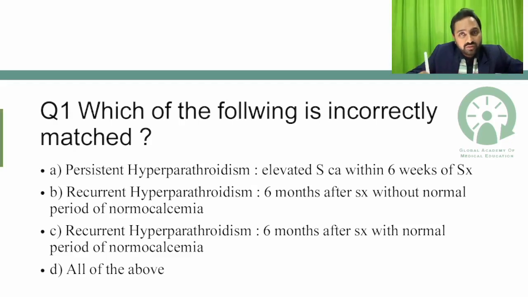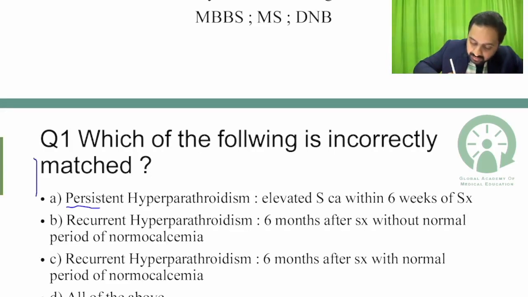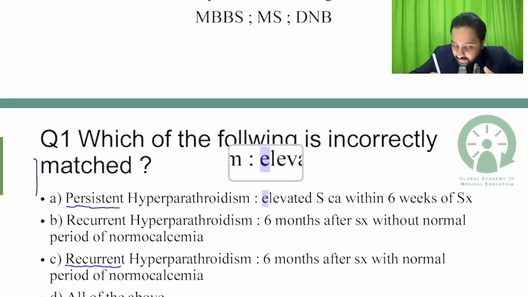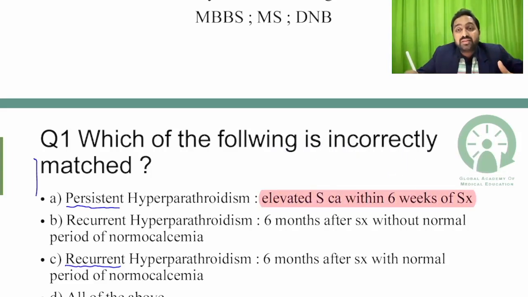The basic purpose of giving you this question was to make you all oriented with the definition of persistent and recurrent hyperparathyroidism. So, what is your definition of persistent hyperparathyroidism? It is an elevated serum calcium within 6 weeks of surgery. That means a patient who had presented to you with a parathyroid disorder, you have operated and done the surgery for the patient, but the serum calcium has elevated within 6 weeks. That means there is a persistent hyperparathyroid disorder in that patient.